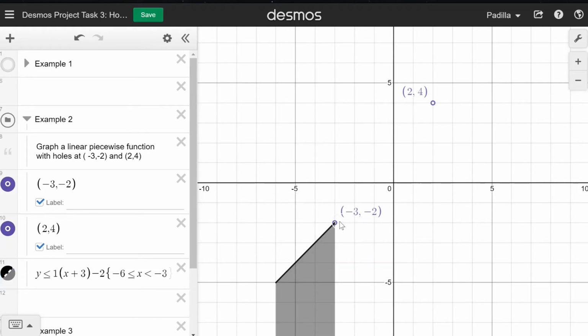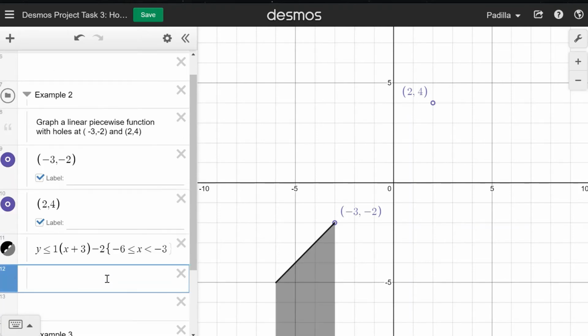Now the next thing I need to do is connect these two points together. So we've done this before. We need to use point slope form, find the slope between these 2 points in order to graph it.